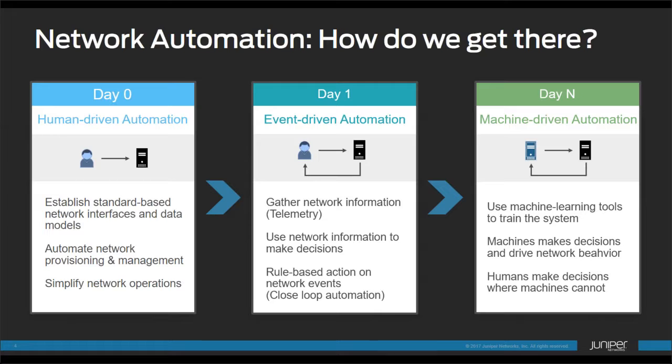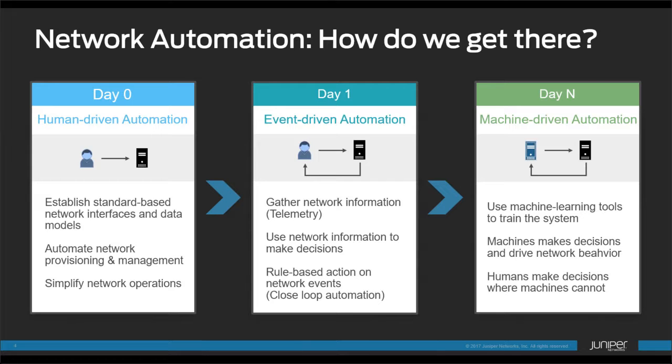Okay? So this is very far off in the future. Might be a little bit closer than some people want it to be, but we are working on this today. And to get to the model of what Juniper has put forth as the networking grand challenge, called the self-driving network, we have to use an event-driven infrastructure and this machine-driven automation to get to that.